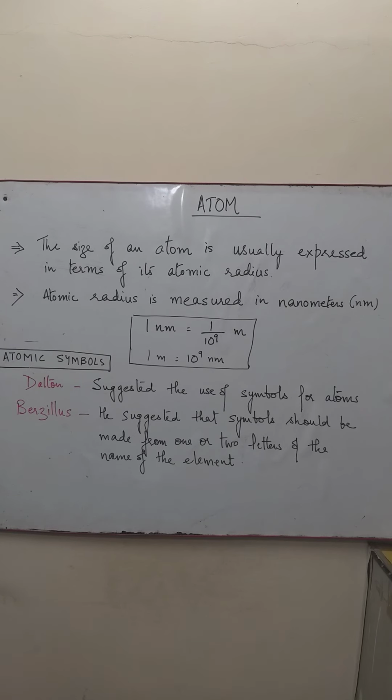Later, Berzelius suggested that the symbols can be made from 1 or 2 letters of the name of that particular element. So the new method was adopted, and as a result the symbols are made from 1 or 2 letters of the name of that particular element.